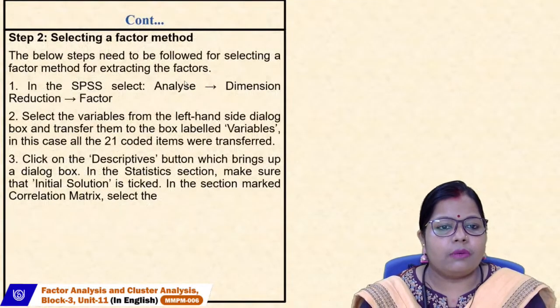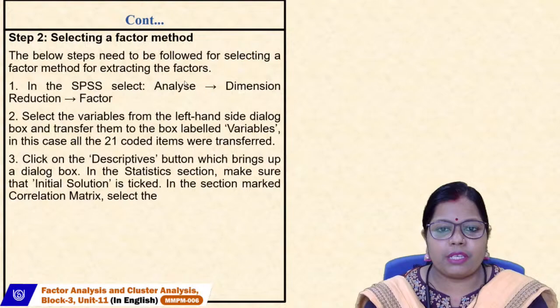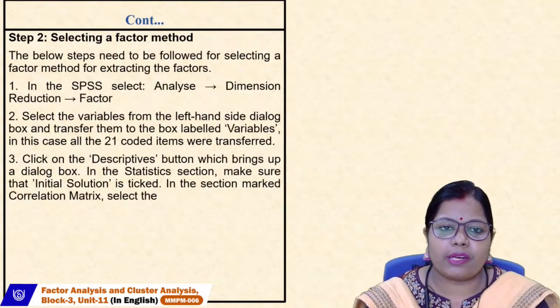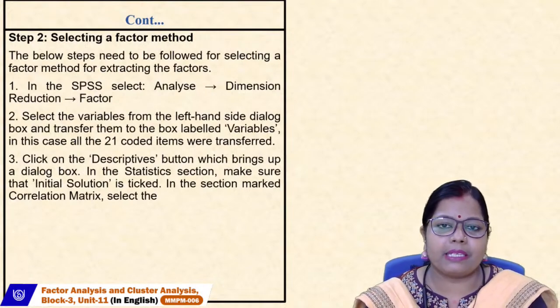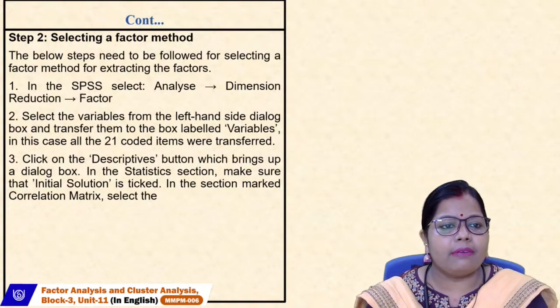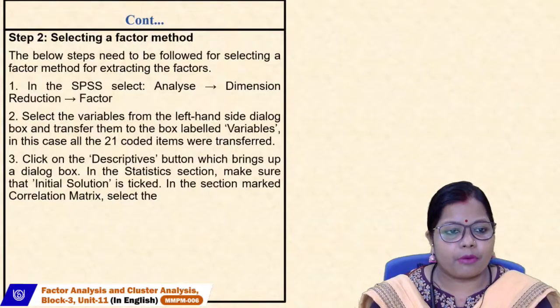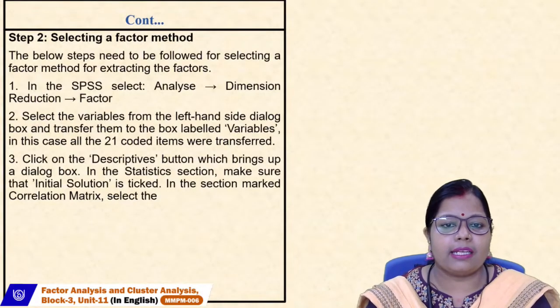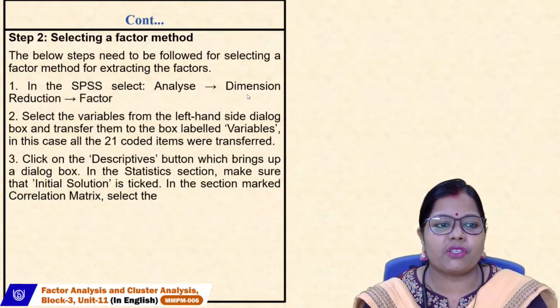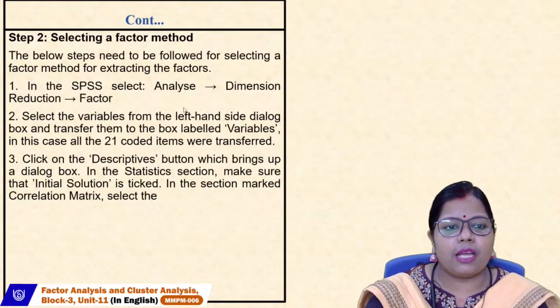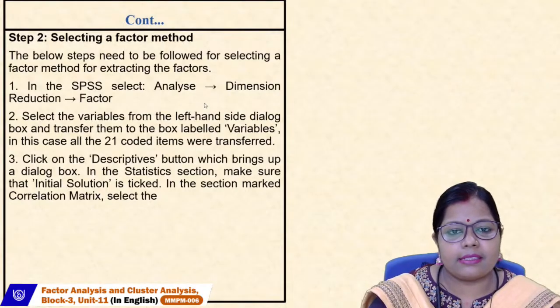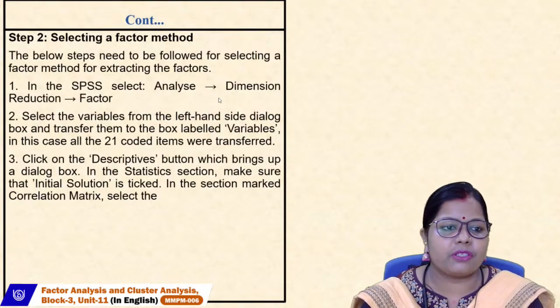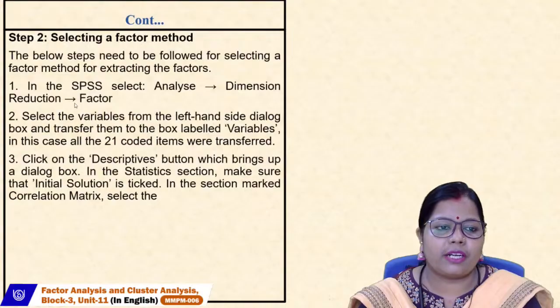As we know, before going to the SPSS package we have to code the responses, because qualitative data cannot be calculated by SPSS. So we have coded them, then we move to SPSS. From the SPSS toolbar we select Analyze. From Analyze we go to Dimension Reduction, because factor analysis is nothing but the reduction of dimensions. Then from Dimension Reduction we select Factor.